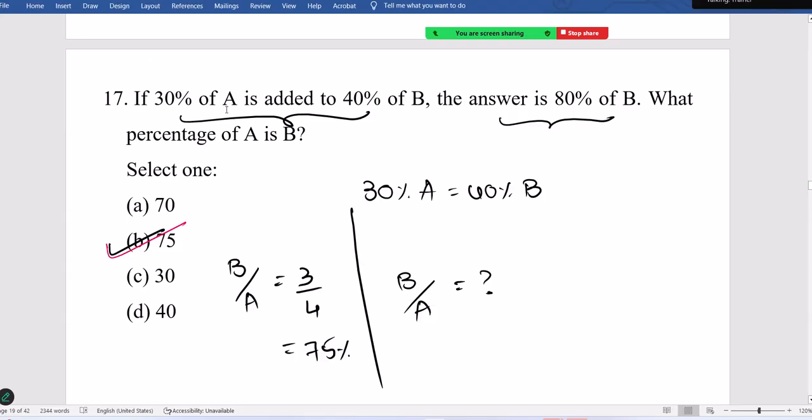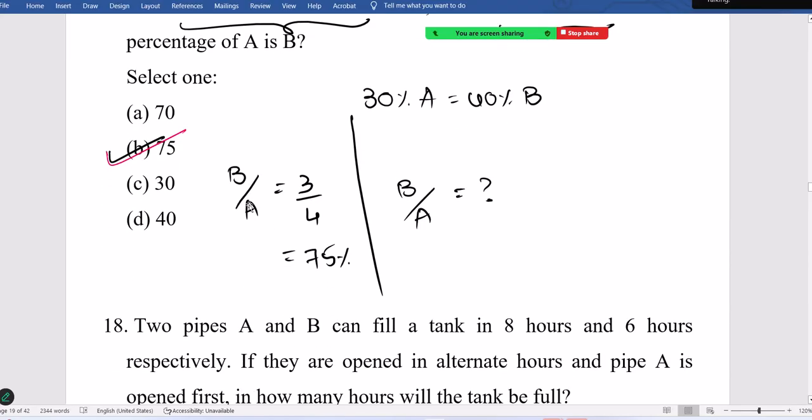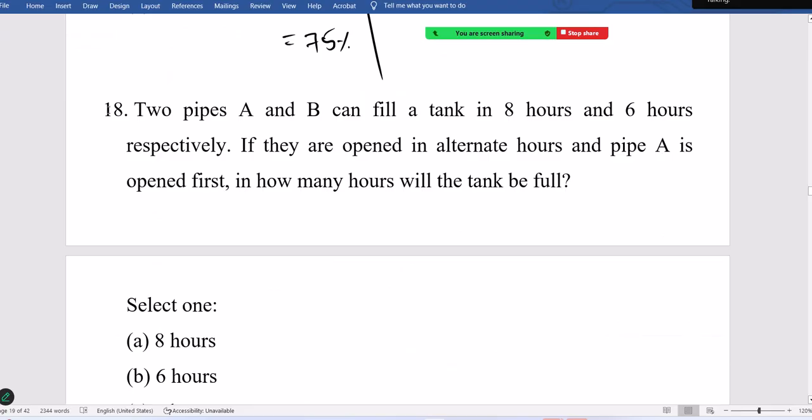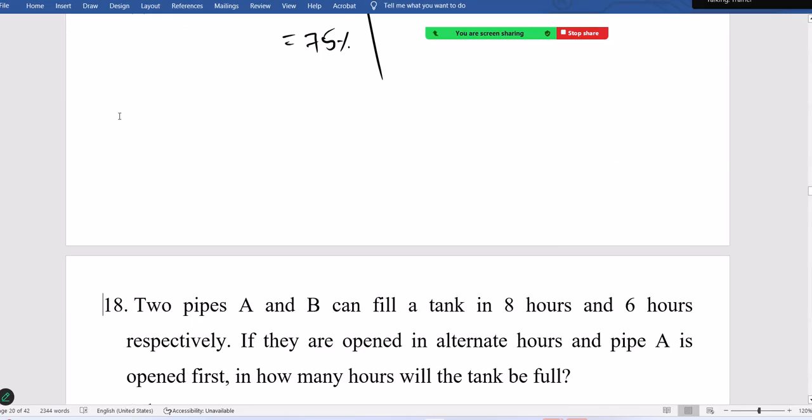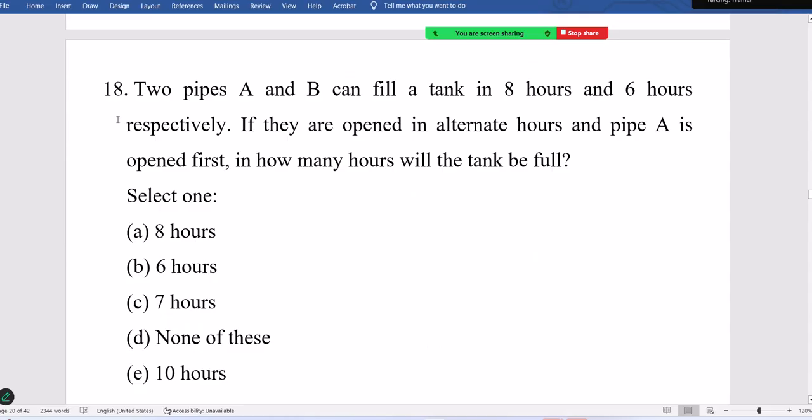Right, let's see about the next question. Two pipes A and B can fill a tank in 8 hours and 6 hours respectively. And this is an excellent question. Alternate hours. How many hours will the tank be filled when A and B are working alternately? The answer must be between A and B, between 6 and 8. So 8, 6 is wrong, 10 is wrong. Answer will be 7 or none.